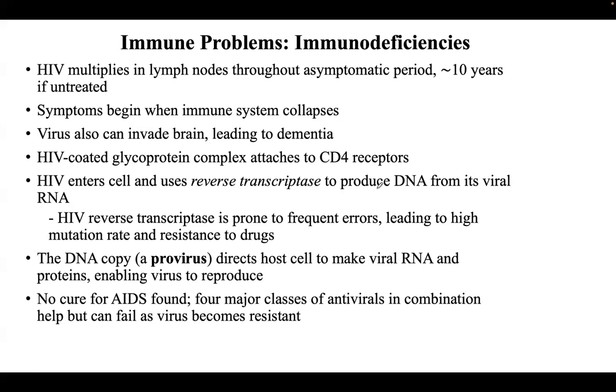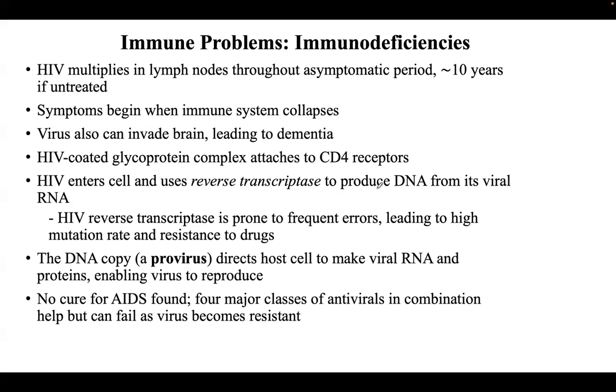Symptoms appear when the immune system collapses, and it can invade the brain, meaning dementia can happen. HIV's coat glycoprotein attacks the CD4 receptors. And because it attacks the CD4 receptors, that's why the helper cells are affected.